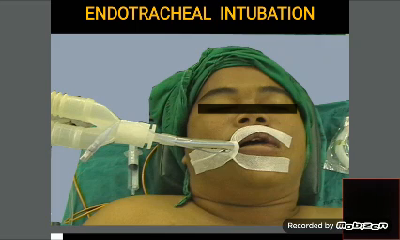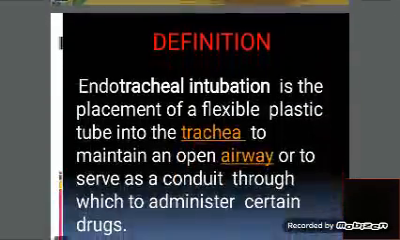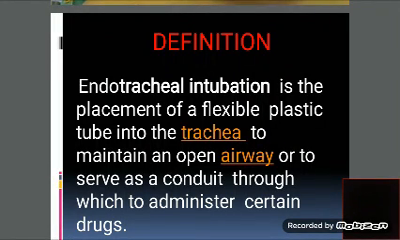So today I'm going to explain to you about endotracheal intubation. Endotracheal intubation is often an emergency procedure performed in people who are unconscious and who can't breathe. The definition is the placement of a flexible plastic tube into the trachea to maintain an open airway, either through the nose or mouth. In most emergency situations, it is placed in the mouth of the patient.